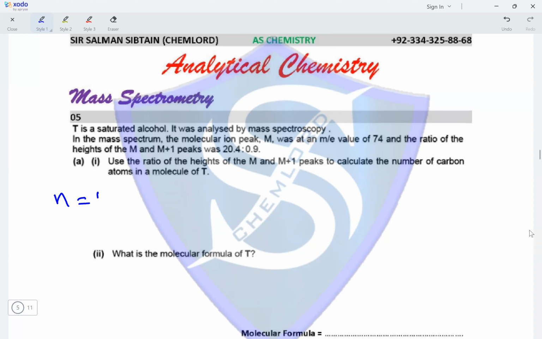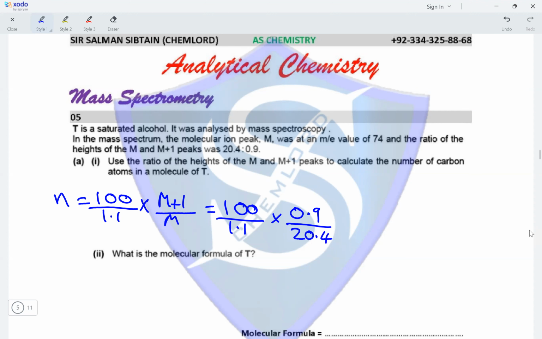So N would be equal to 100 upon 1.1 into height of M plus 1 upon height of M. So this gives us 100 upon 1.1 multiplied by 0.9 upon 20.4. This gives us a value that will be rounded to 4. Therefore, the compound T here contains 4 carbon atoms.